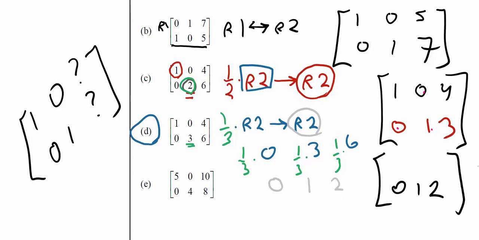We didn't do anything with row 1. And so row 1 just comes along for the ride. This is my answer to D.